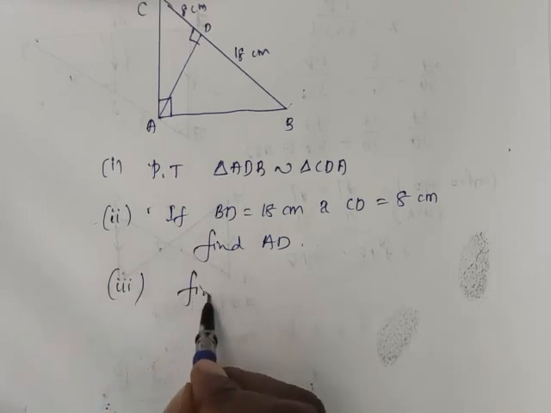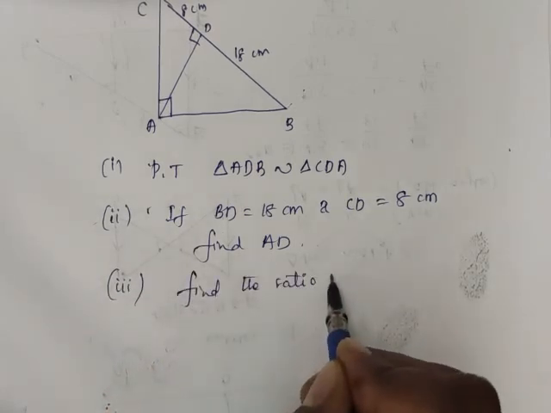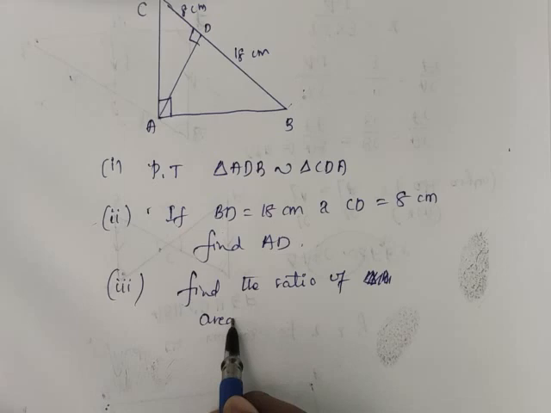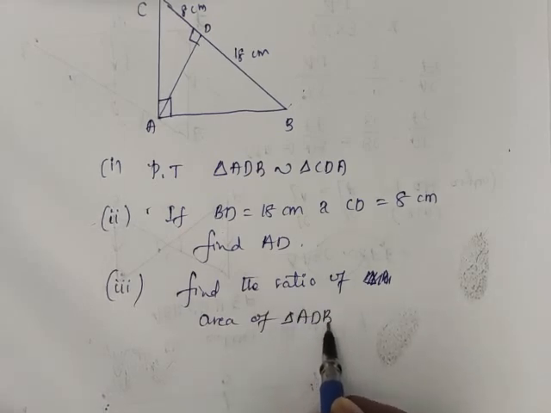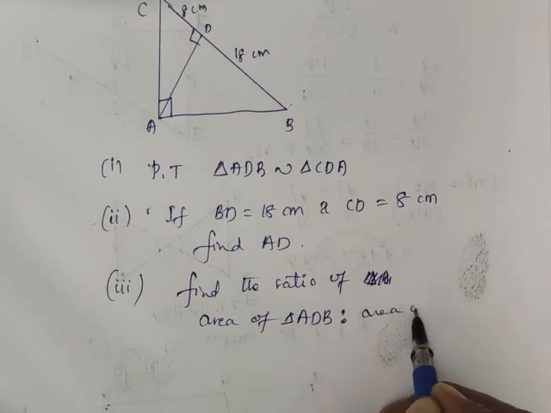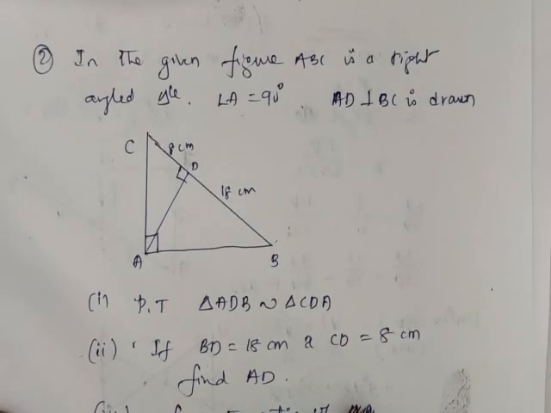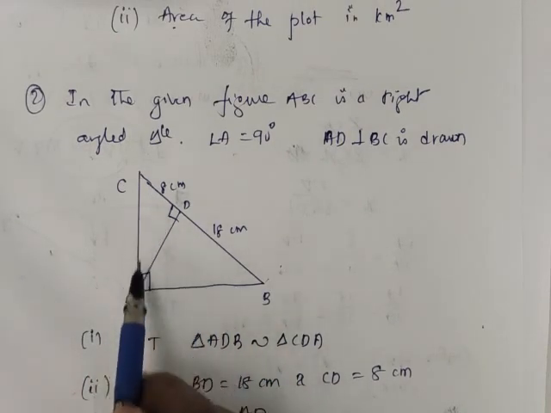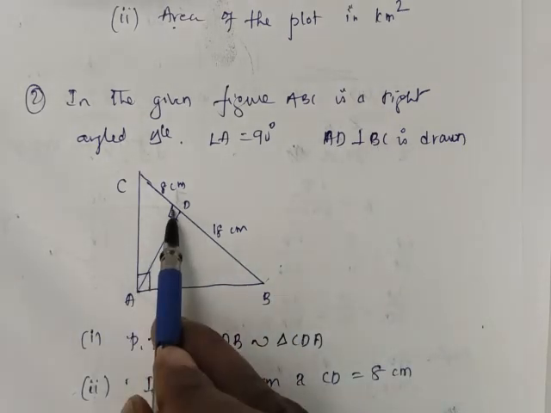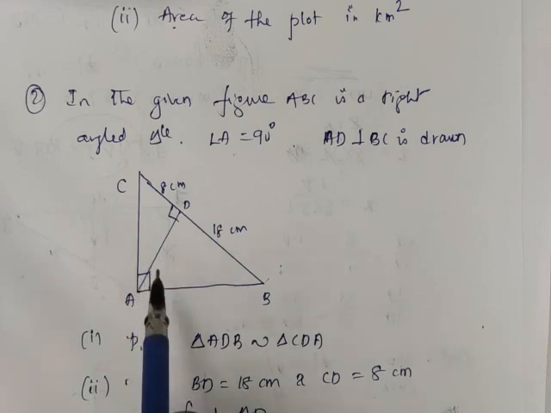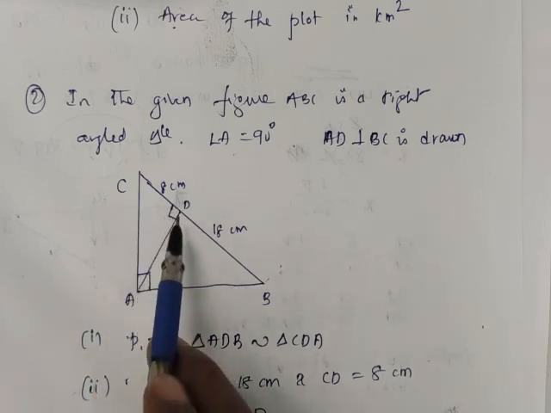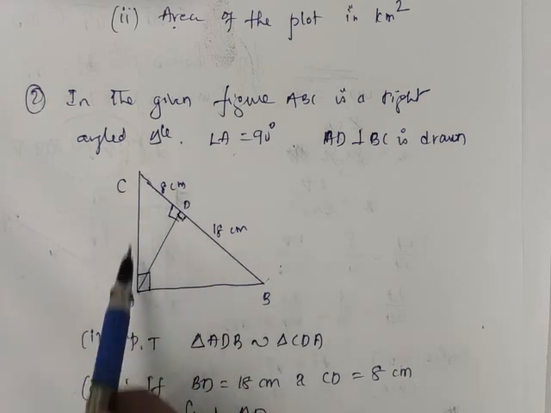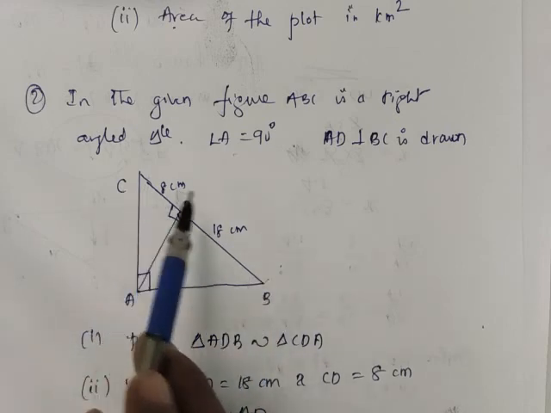Third sub-question: find the ratio of area of triangle ADB to area of triangle CDA. And this one big triangle is already a right angle triangle. In that, 2 more right angle triangles are formed as AD perpendicular to BC is given. This kind of triangle I explained in my previous class. Once this is 90 degrees, this side also 90 degrees, as a linear pair.